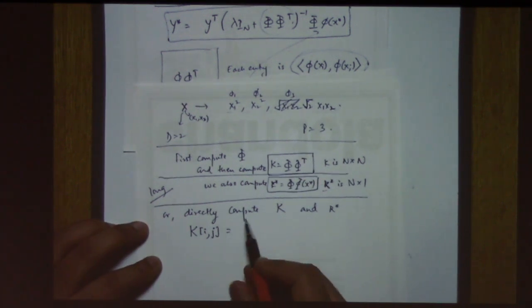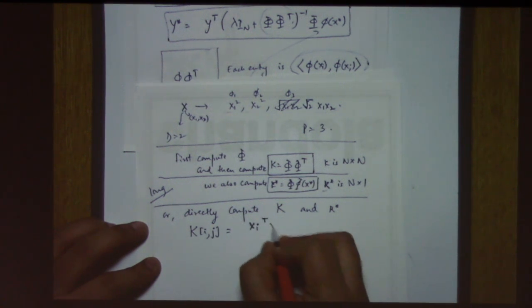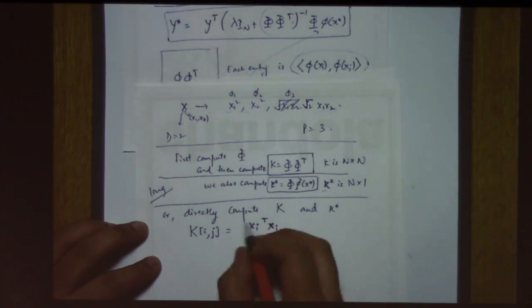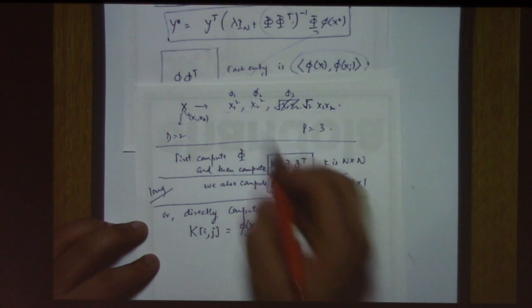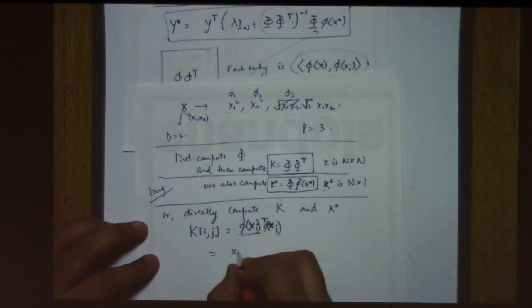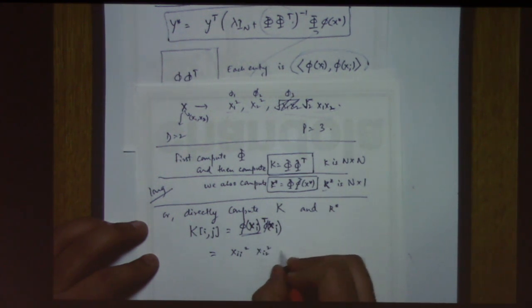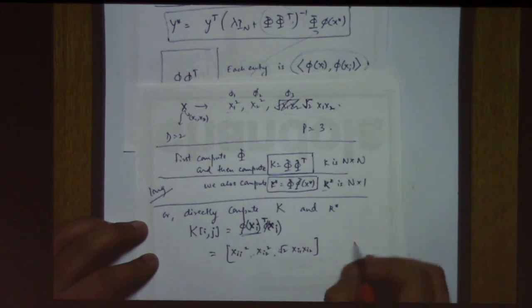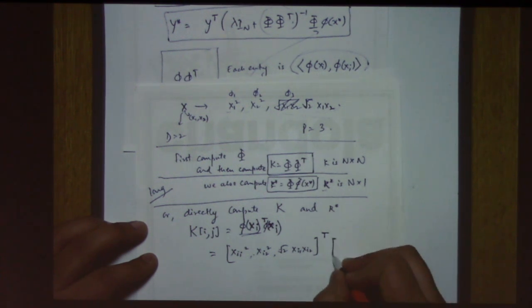Or we can directly compute this, because if I take my xi and take a dot product with xj, what will that be? So phi of xi and phi of xj, right? So this, of course, is these three: xi1 square, xi2 square, root 2 xi1 xi2, this vector, and then I'm going to take a transpose.